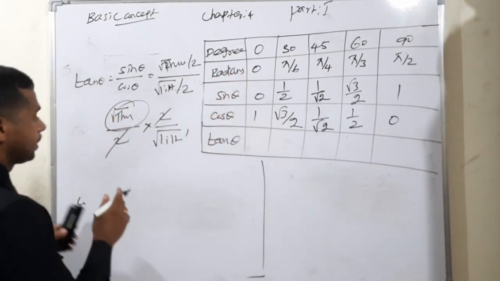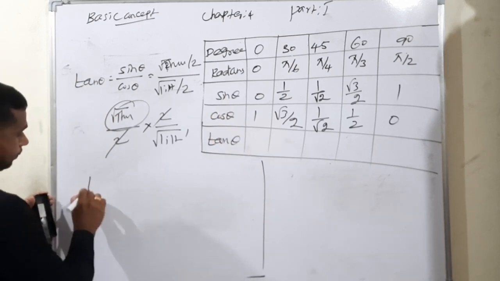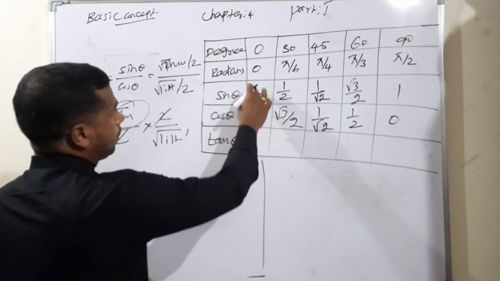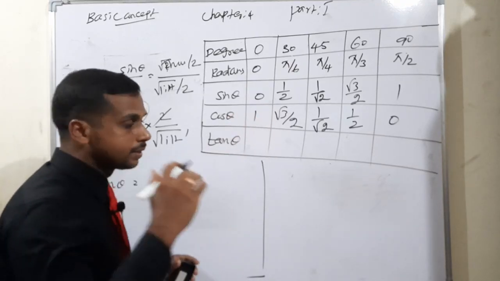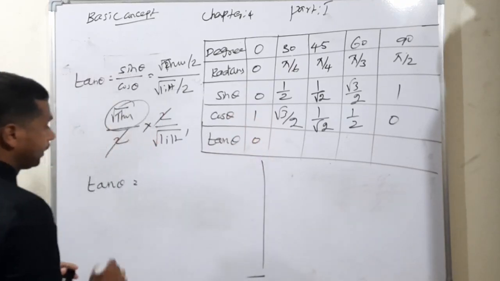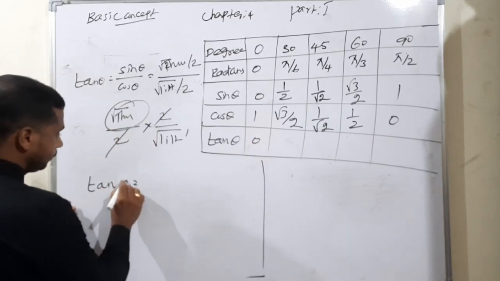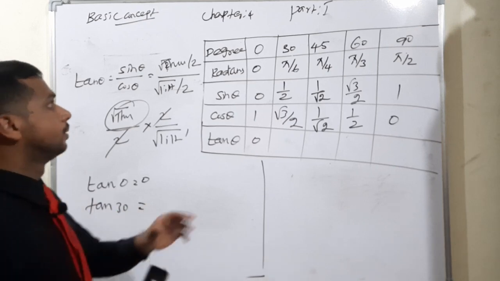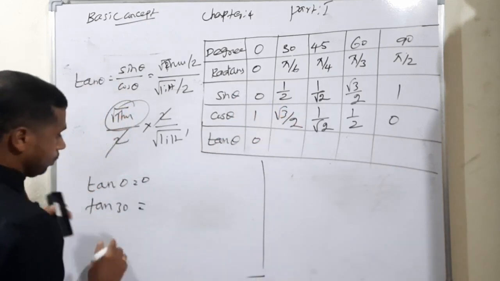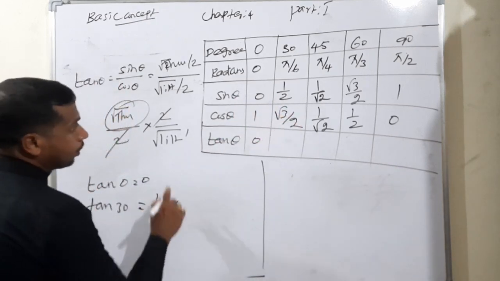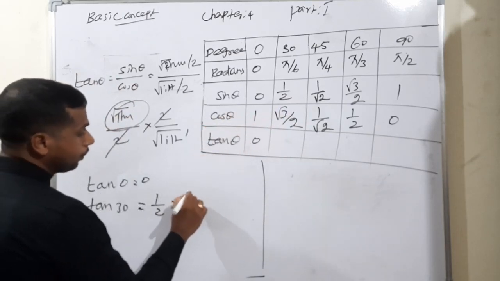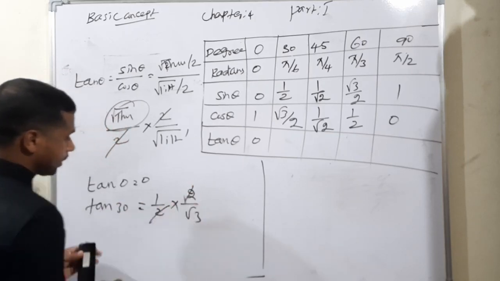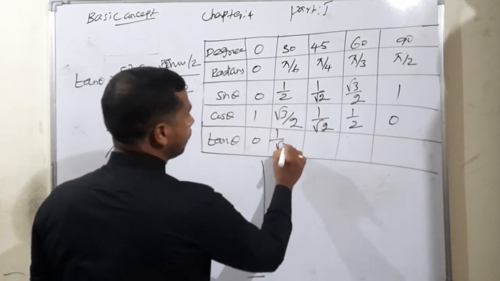Okay, tan 0 is equal to what? Sin theta divided by cos theta. 0 divided by anything means the value will be 0. Okay, 0. Next, tan 30. So, sin 30 is 1 by 2, cos 30 is root 3 by 2. The reciprocal means 2 by root 3 will come, isn't it? 2 by root 3, again the 2s cancel. Therefore, tan 30 is equal to 1 by root 3.